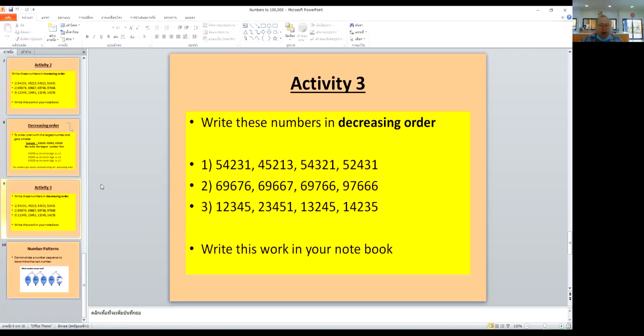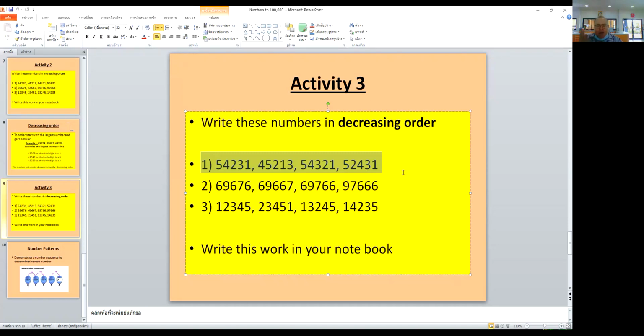Once again, I have some exercises for you to do and activities. But because we have time, we can look at this third activity, decreasing order. We look at exercise number 1. The first number is 54,231. The second number is 45,213. The third number is 54,321. And the fourth number is 52,431. So we are looking for the biggest number.